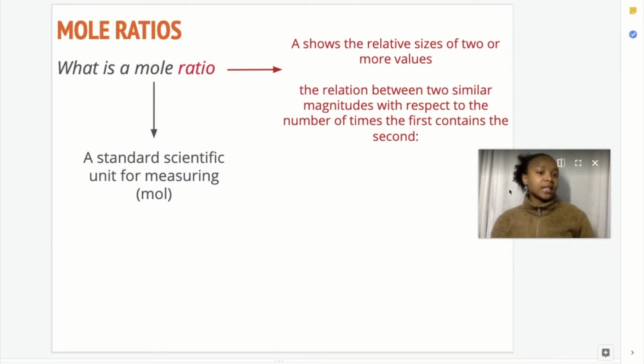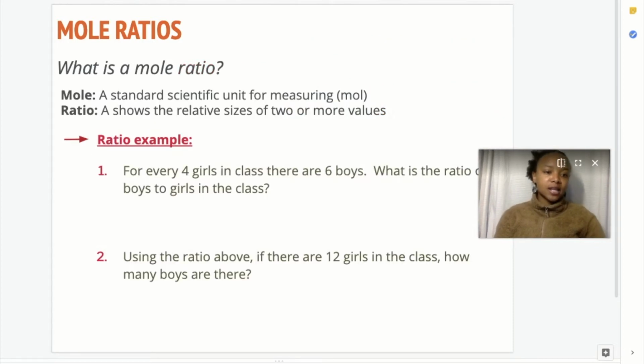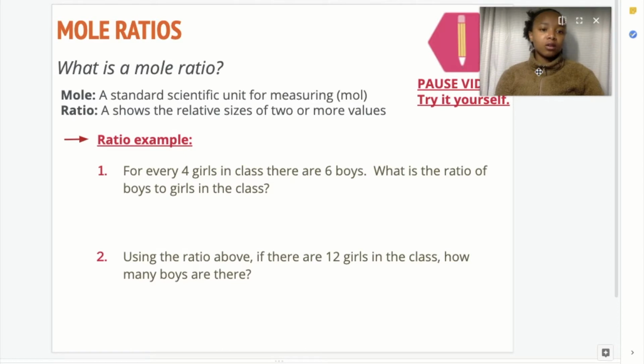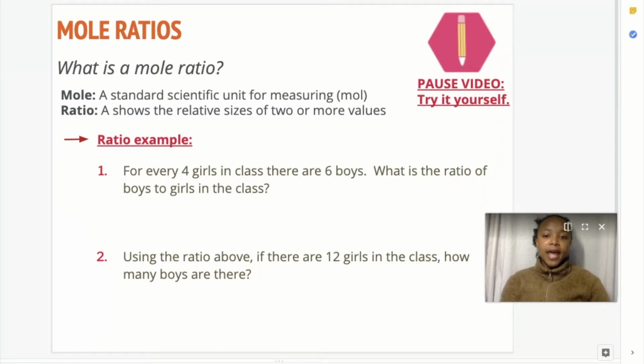So you should have seen this in math class before, but in case you have not, we have a quick example. This is not a chemistry example, this is just a ratio example. So, the first question says, for every 4 girls in class, there are 6 boys. What's the ratio of boys to girls? And then once you've figured out that ratio, if there are 12 girls in the class, how many boys are there? So what I want you to do is pause this video, try these questions yourself, and record your answers onto your Google form.